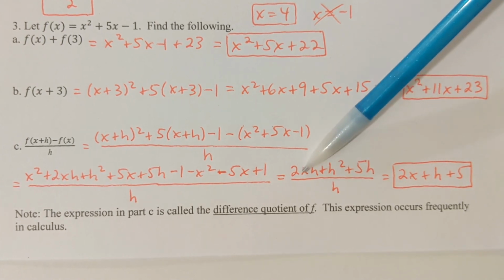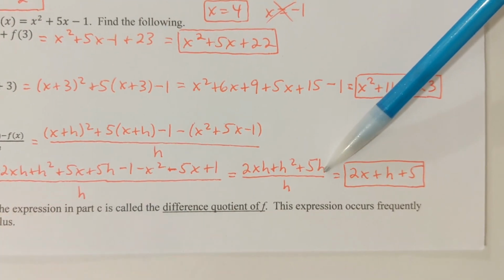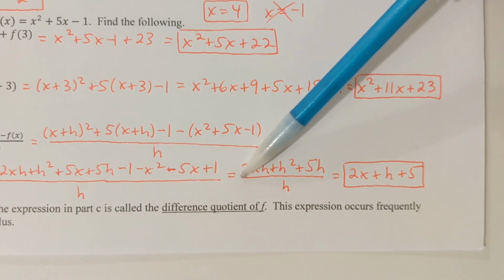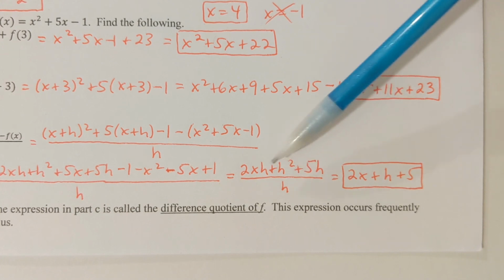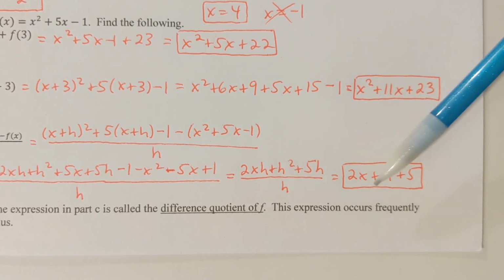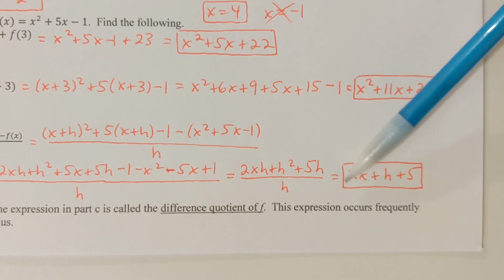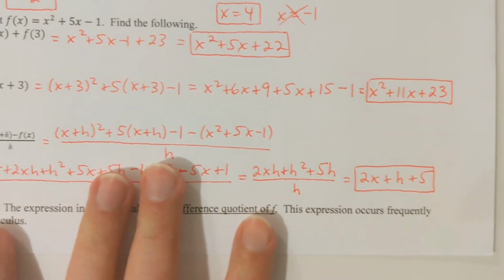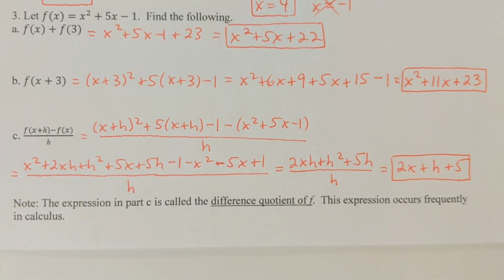h is in common to all three of these terms in the numerator, so I can take this a step further and I can factor out h and then cancel that with the h that is down under. Okay, and that'll leave me with 2x plus h plus 5, which would be as simplified as I can get it. Okay, and so that would be my answer. We're going to do a lot of things with the difference quotient. You'll see that early on.